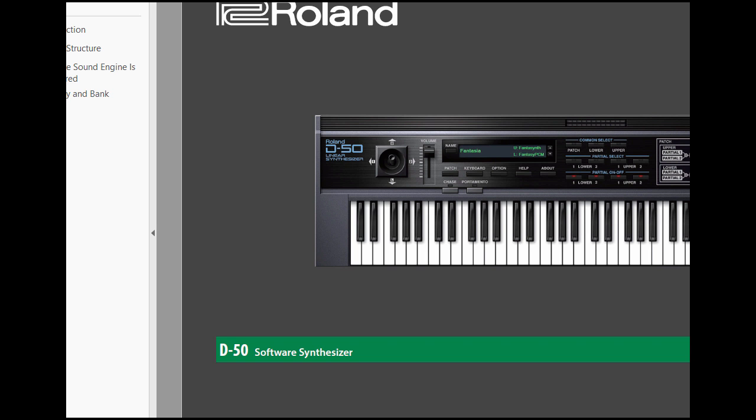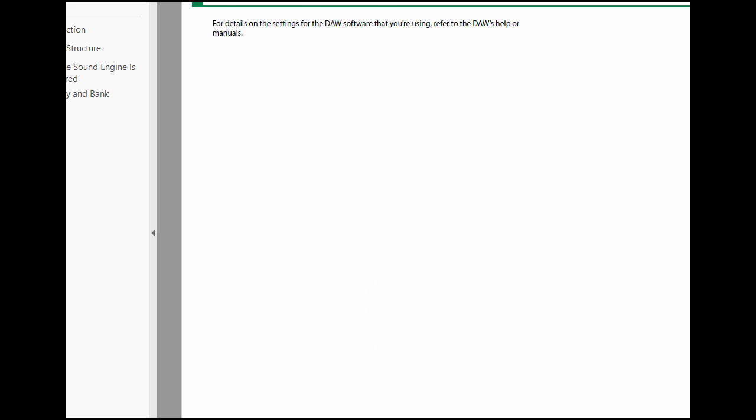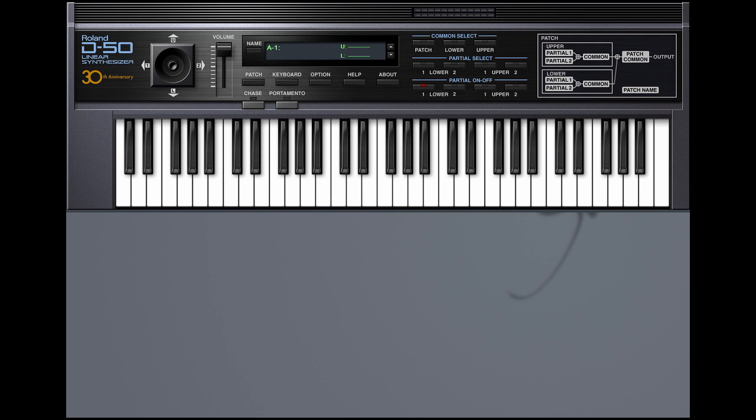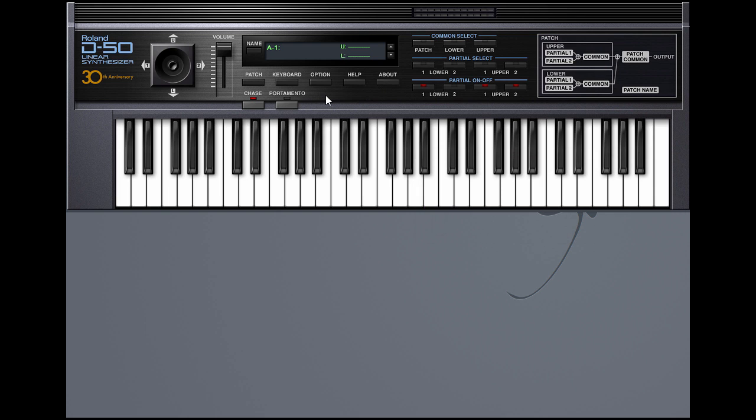The Help menu gives you a very useful PDF. And the About just gives you product information. Down below we have our special shades function, which plays tones in a specific pattern, which I'll discuss more ahead. And finally our portamento, which gives you a very nice slide.